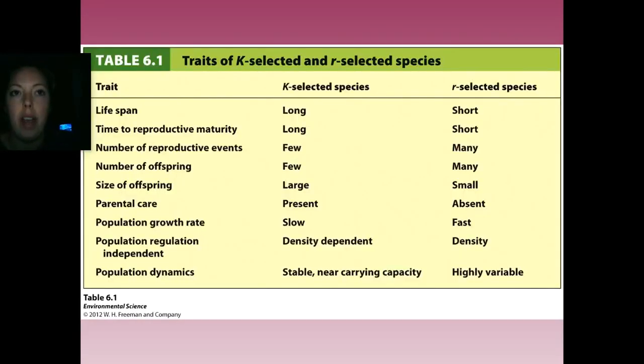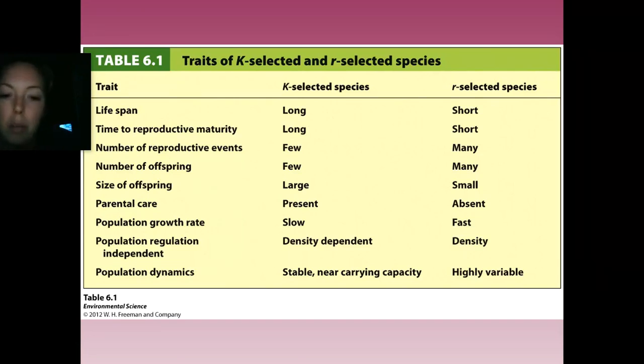Here's a table summarizing the different traits of the K-selected and R-selected species. Make sure you're familiar with these. Basically, the two concepts represent opposite ends of a really wide spectrum of reproductive strategies. Most species are going to fall somewhere in between these two extremes, and a lot of them are going to exhibit combinations of traits from both extremes.